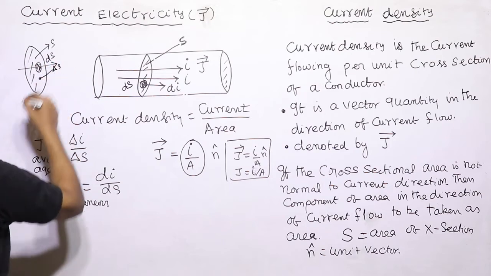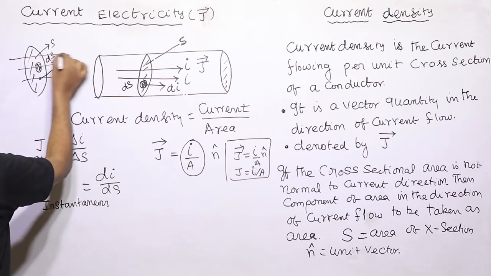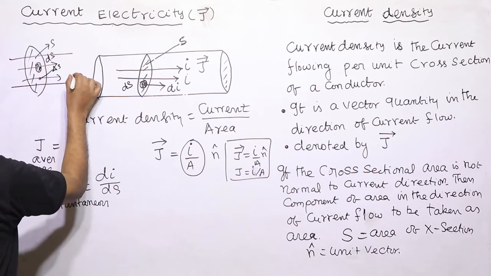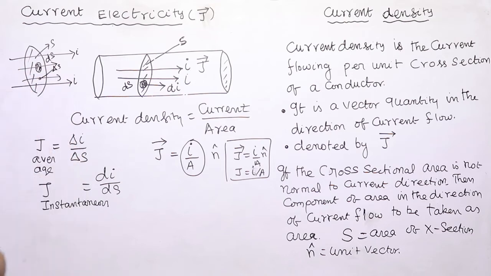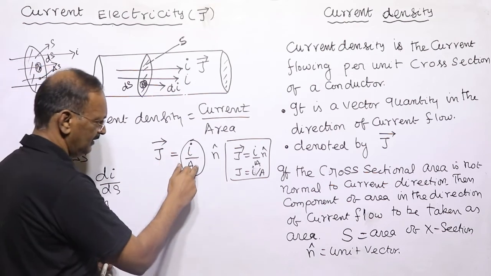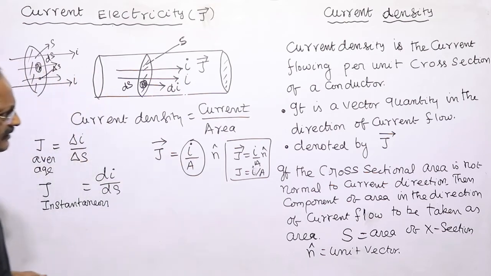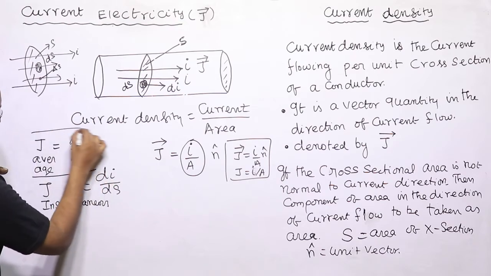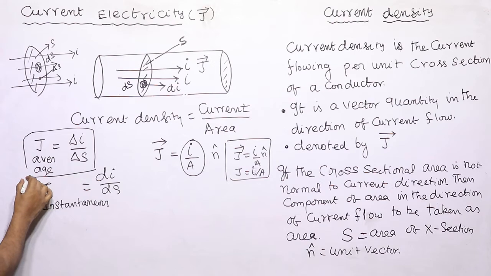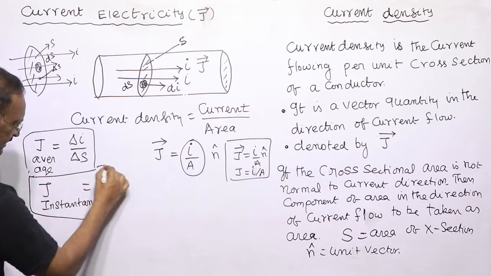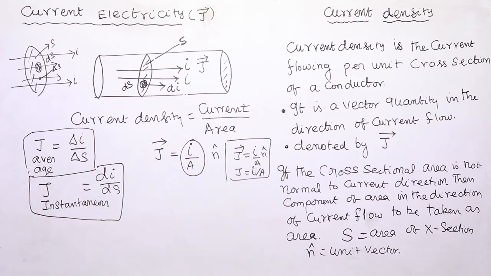How much total current is flowing this way, divided by the area, that is current divided by area, is the current density. So it is a vector quantity. So we can write J average, average current, and we can write J instantaneous, that is current density instantaneous, like this also.